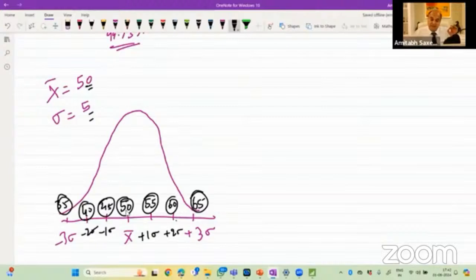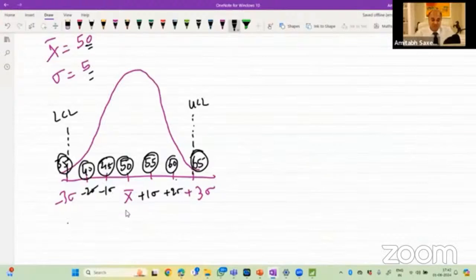Now this plus or minus 3 times standard deviation is known as control limits. Also known as LCL and UCL, lower control limit and upper control limit. Also known as voice of customer. No, we call it voice of process. Sorry for that. Voice of process.